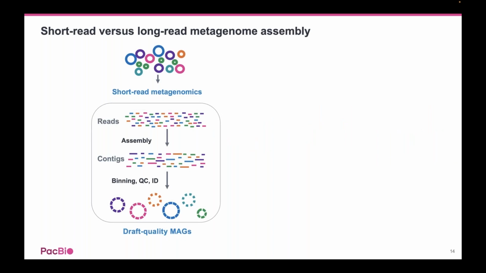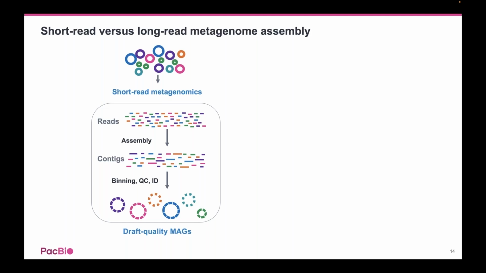And so there are important differences between short read versus long read metagenome assembly. And I want to kind of highlight what that looks like here. So in this figure, I'm showing what a typical short read assembly project would look like. So we do our sequencing, we end up with millions of reads that range from 50 bases to 150 bases. When we perform our assembly with these short reads, we end up with tens of thousands of contigs.